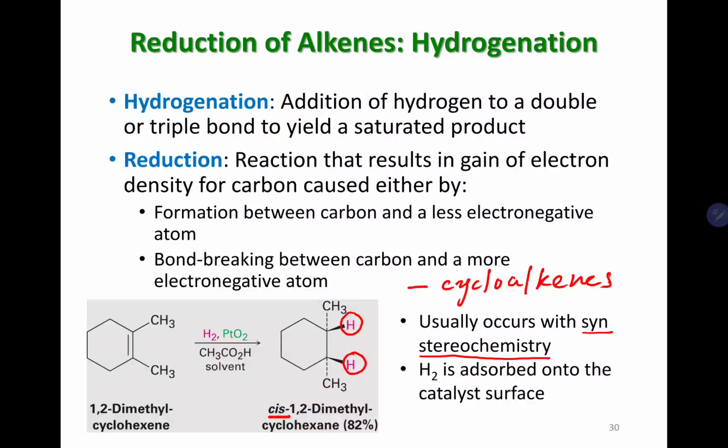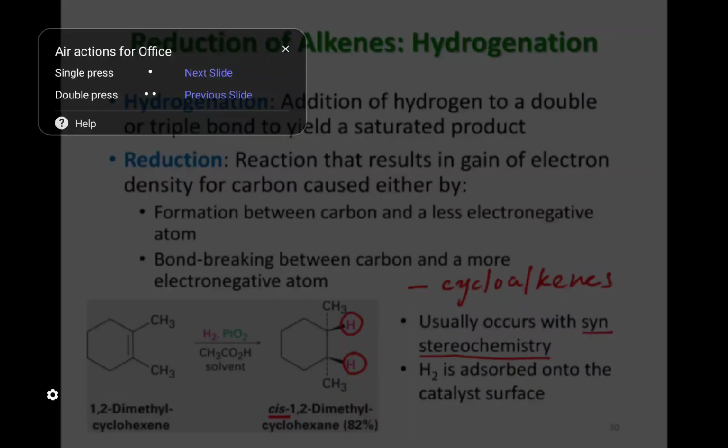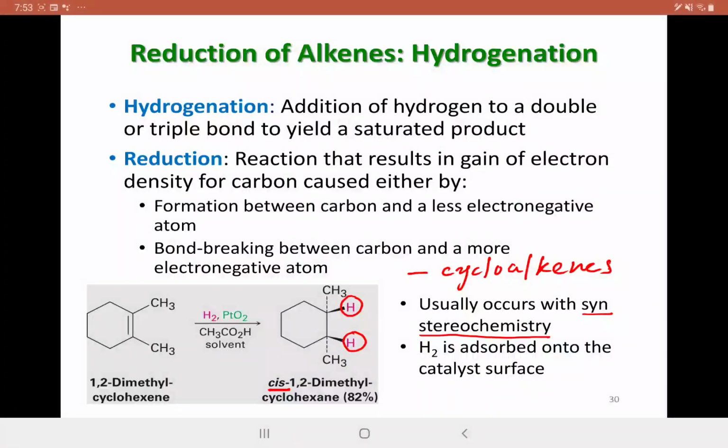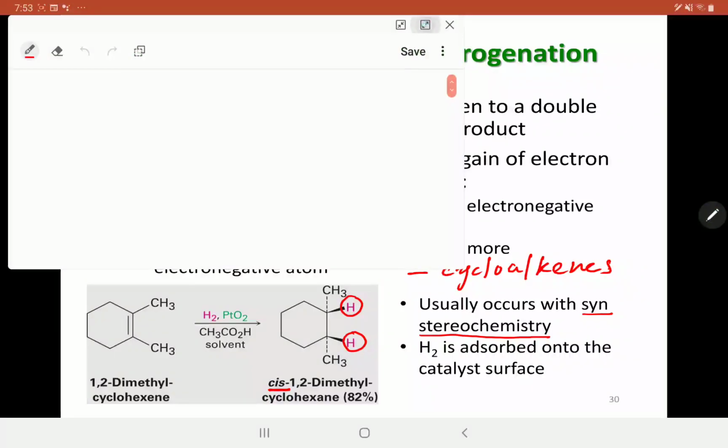Therefore it is very important to keep an eye on cycloalkenes, because the product will have two hydrogens in syn stereochemistry. So here is another example. Let's do another example.